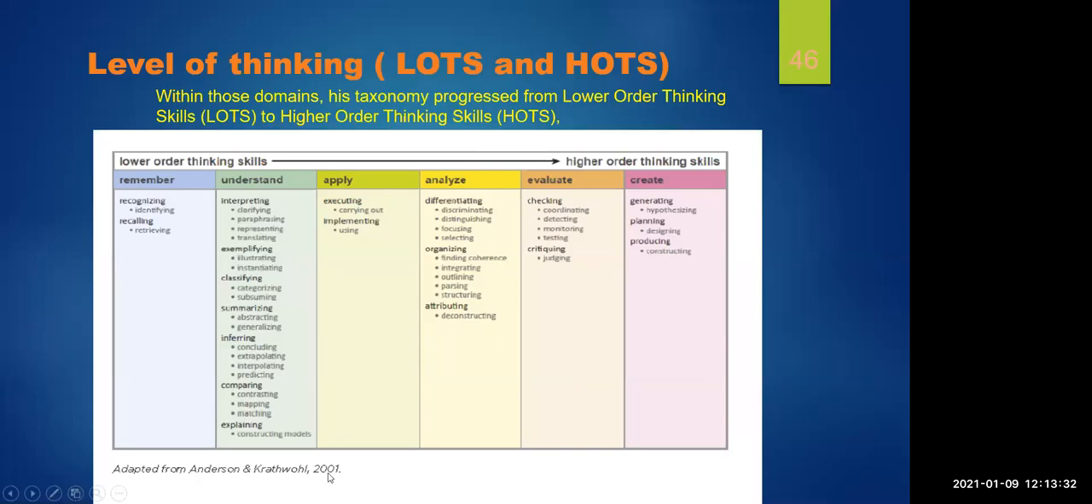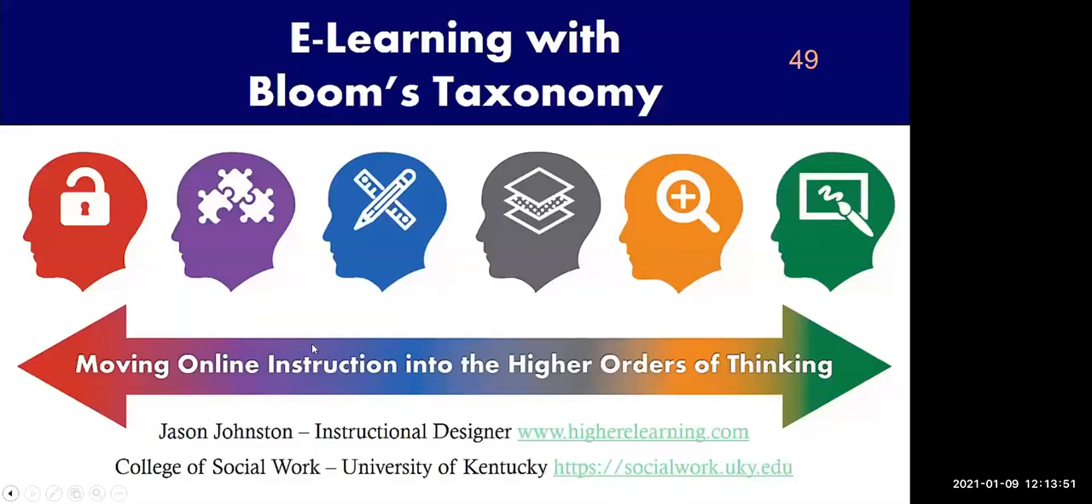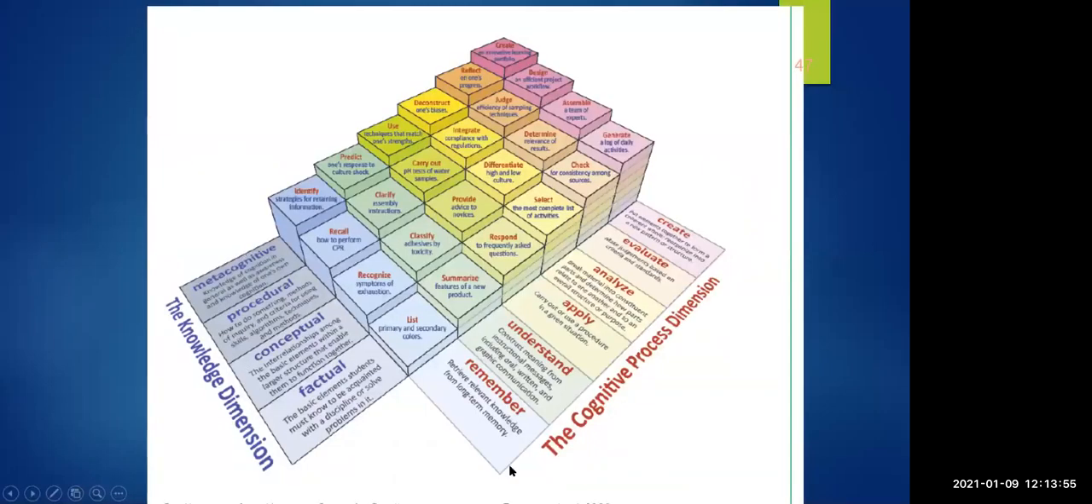So it is adopted from Anderson and Krathwohl 2001. I have taken all the content directly from their Bloom's textbook. So far, we have seen about knowledge. What is knowledge? We have seen different dimensions of knowledge: factual knowledge, conceptual knowledge, procedural knowledge, and metacognitive knowledge. And on the other side, we have seen the cognitive process, that is Bloom's level: remember, understand, apply, analyze, evaluate, and create.